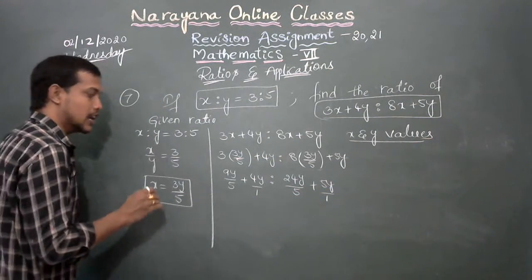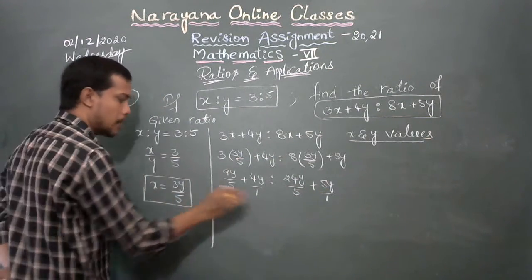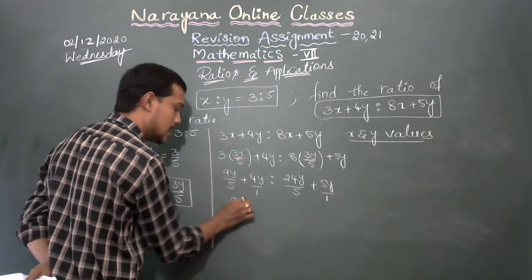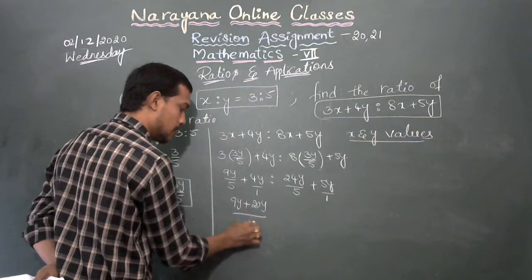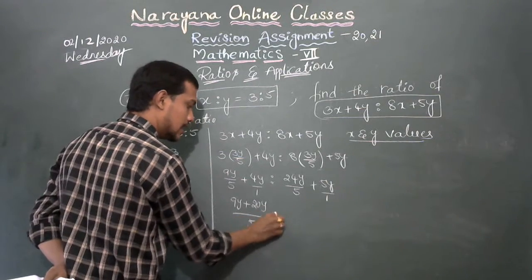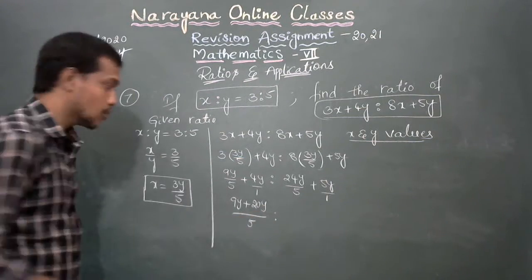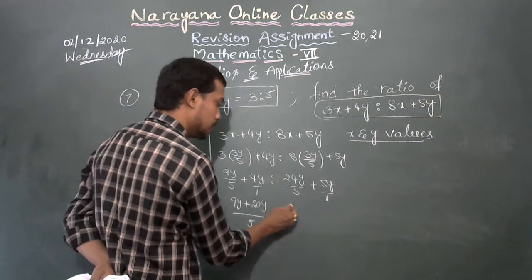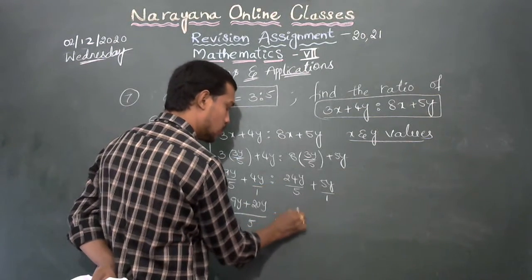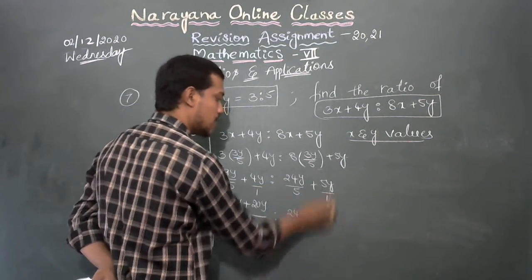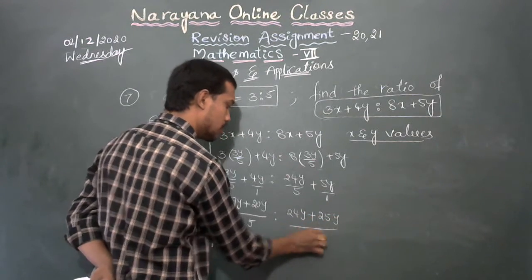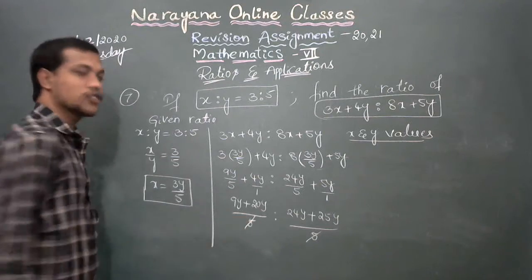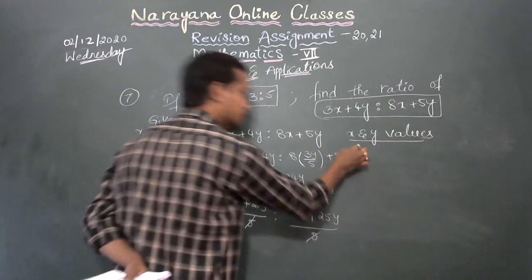Now we can find the LCM. I'm using cross multiplication. 9y plus 5 4s is 20y, by 5, is to 24y plus 5 5s is 25y, by 5. So this 5 should be cancelled.